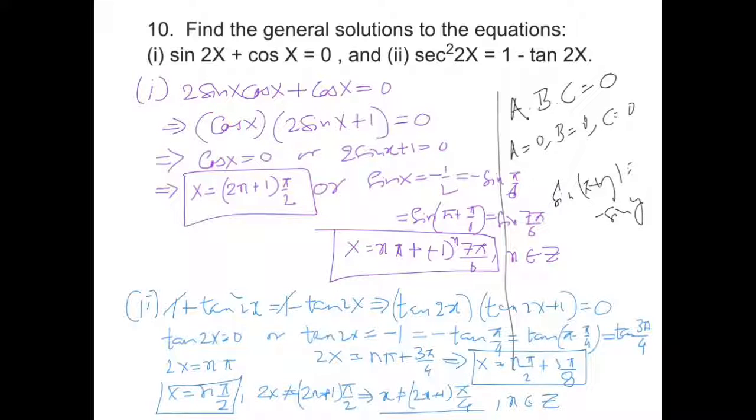And that completes our answer to question number 10, and it also completes session number 2 of practicing trigonometric problems. And now I will see you in the third session, where we'll look at more problems.